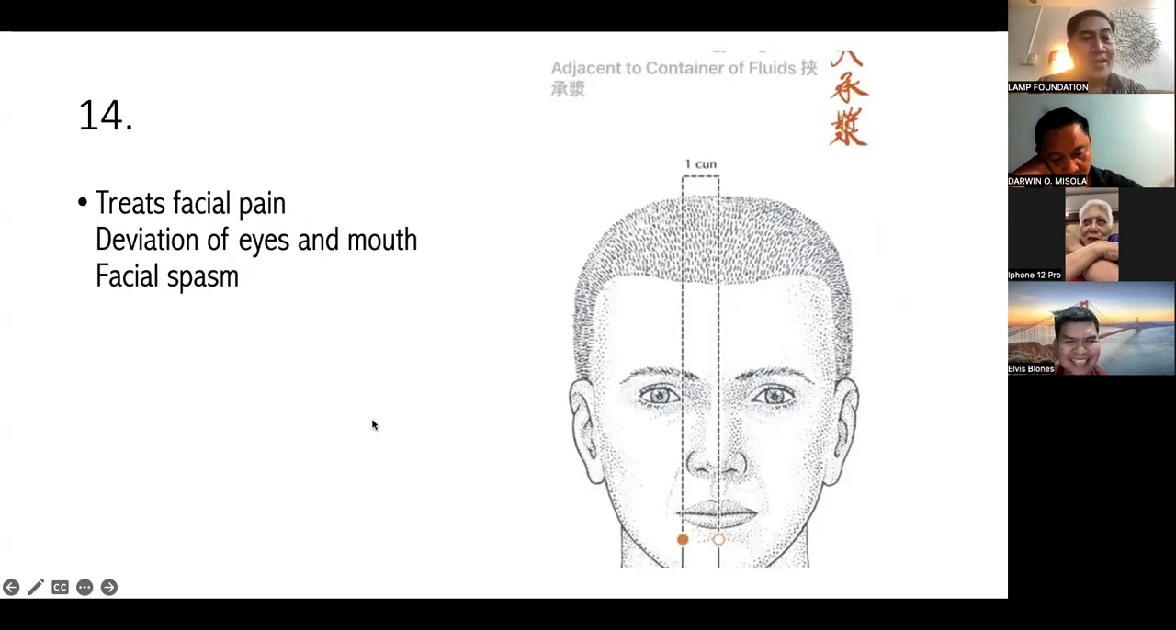Okay. Okay, so dito nakikita nyo yung point. Which means adjacent to container of fluids. And I think from the illustration, alam nyo na po nasaan, no? Okay, 1 tsun from the midline. Okay. It treats facial pain, deviation of the eyes and mouth. So aside from your favorite points for deviation of the eyes and mouth, you might want to use this. And also facial spasm. What do you call this point? Extra point. Gia Cheng Jiang.